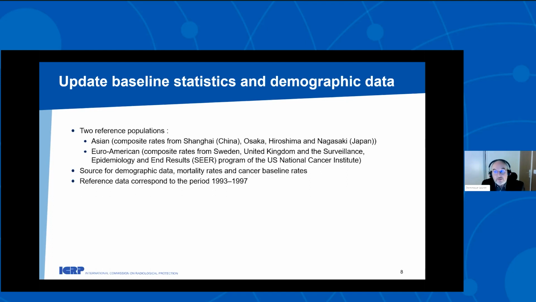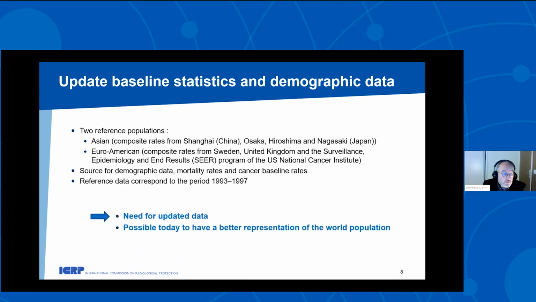And we know that the baseline rates, at least for some specific cancer sites, have shown very important evolutions in recent decades. So for this source also, there is a need for updated data. And it is clearly possible today to have a much better representation of the world population instead of using reference data coming from only 5 different countries.